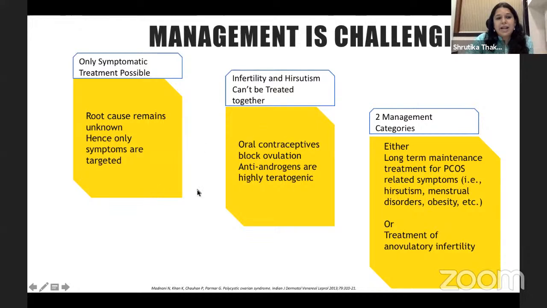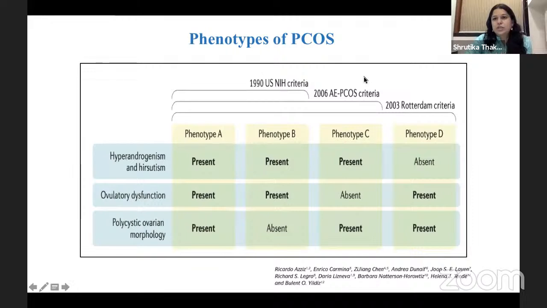We need to know one thing, that infertility and hirsutism cannot be treated together probably. Oral contraceptives are decade-old treatments which are given to PCOD women, but obviously the anti-ovulation and anti-androgens that are given for hirsutism are teratogenic. So we need to categorize the management, whether the woman is taking it for fertility. If it is for fertility, then ovulation induction is what we advise for our patients.